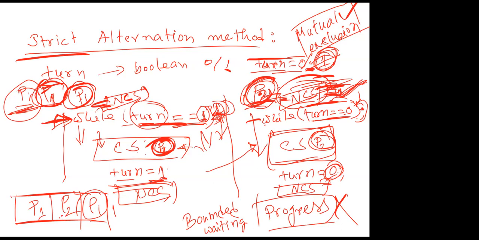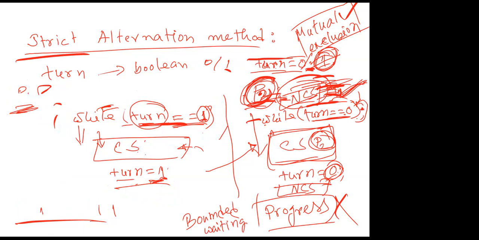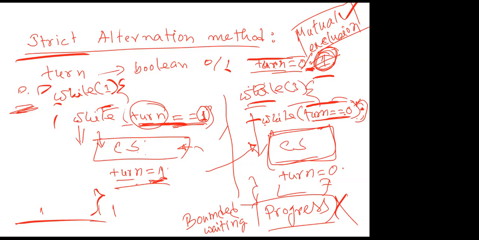Let's check how we can prove this. Let me clear some part. This is process P1, this is process P2, here is 0, so turn. Here turn is 1. For checking bounded waiting, we have to make one infinite while loop over these two processes.